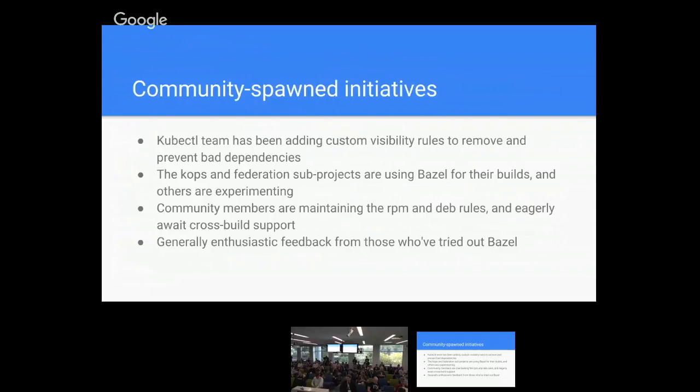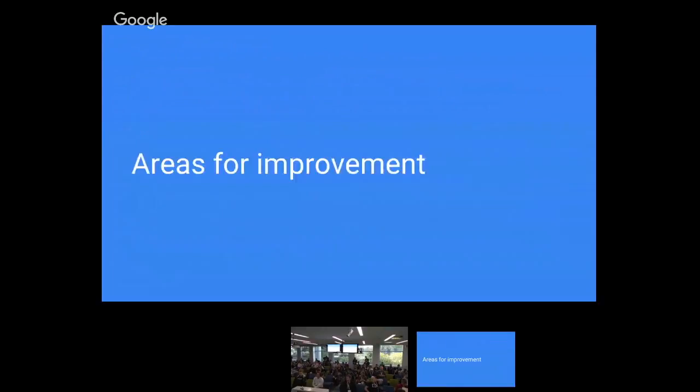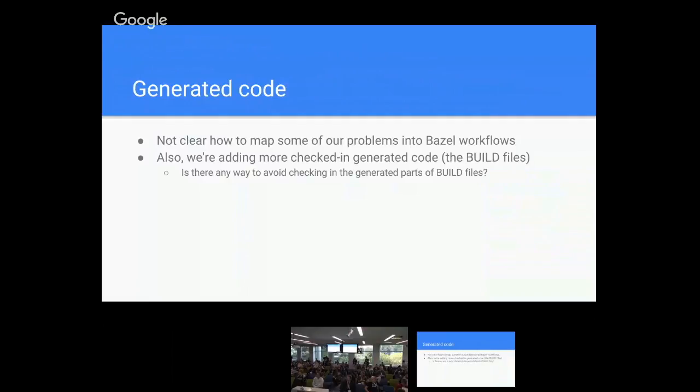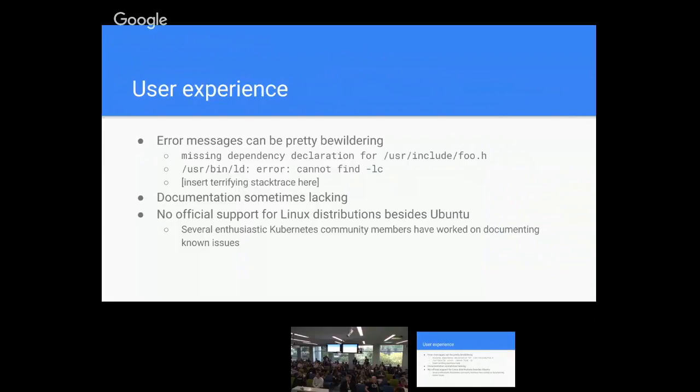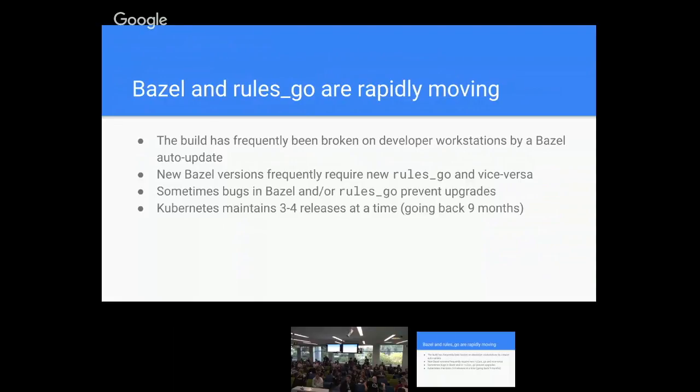And other people in the community are actually starting to adopt it, which is pretty exciting. Some of the other projects are starting to look into it, and they're enthusiastic about using it. A few things: generated code is still not a great story, as I mentioned. The documentation is improving, but it can be somewhat lacking sometimes. We get some really weird error messages that people run into that can be bewildering. Again, I think there are improvements. It looks like the documentation is improving for other distributions, but Ubuntu is still the main one. Things are constantly moving.